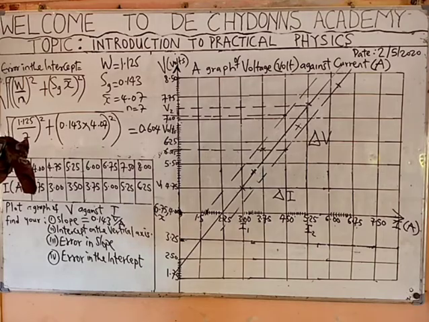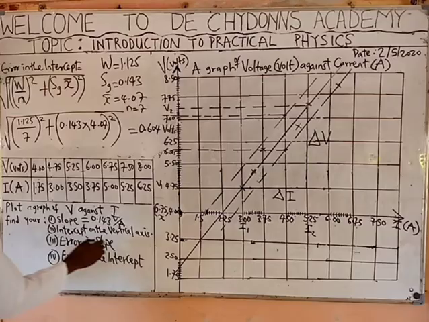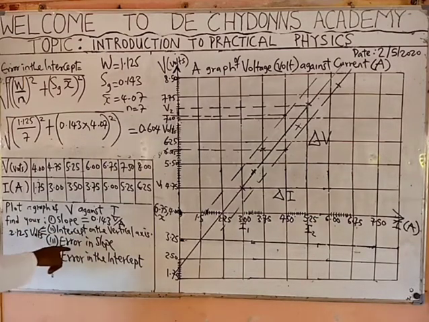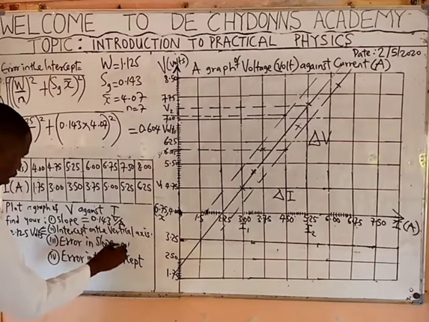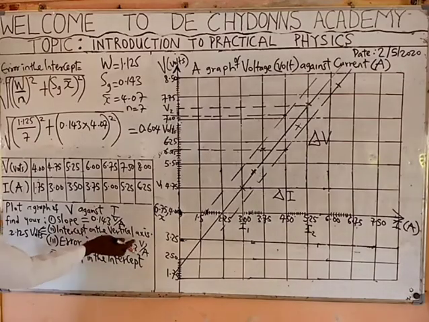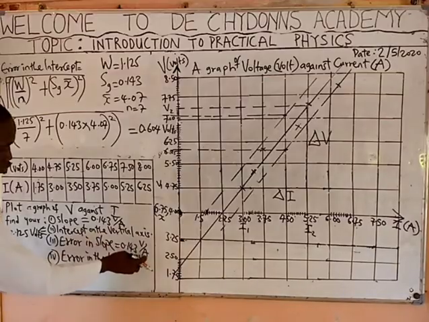Value for the intercept on the vertical axis is 2.125 volts. Then error in slope gave us 0.143 volts per ampere, because we plotted the graph of V against current. That is why we put the unit this way.